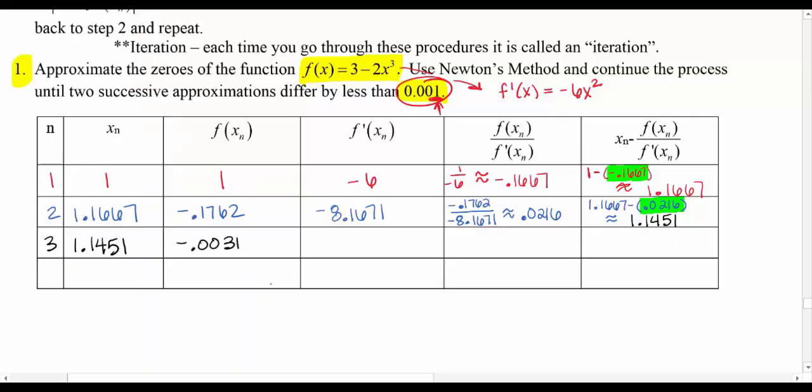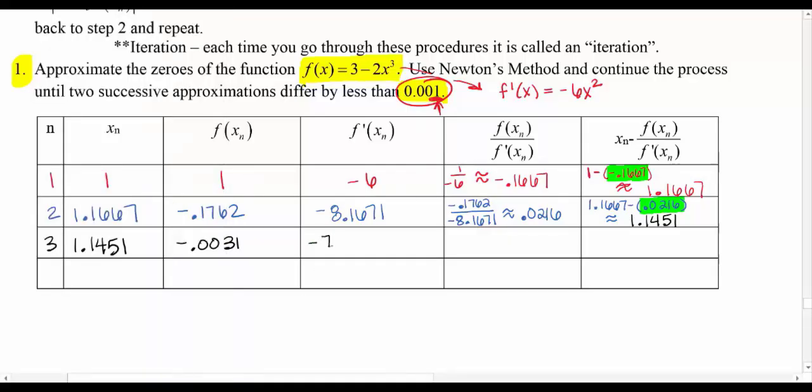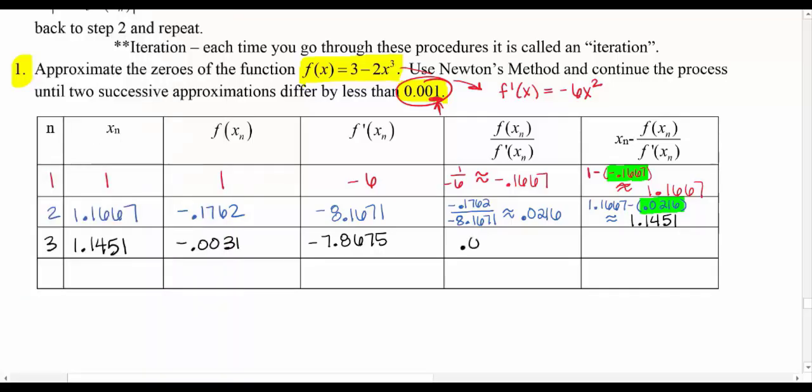If I put that into my function, the derivative value, the red y2, would be negative 7.8675. And then the ratio, this e negative 4, appears like it's 0, but we're going to write it down. So it'd be 0.0004 if we round to that fourth.